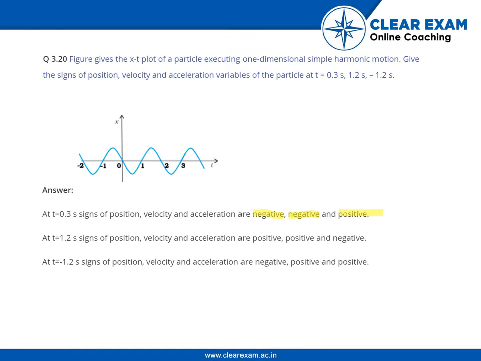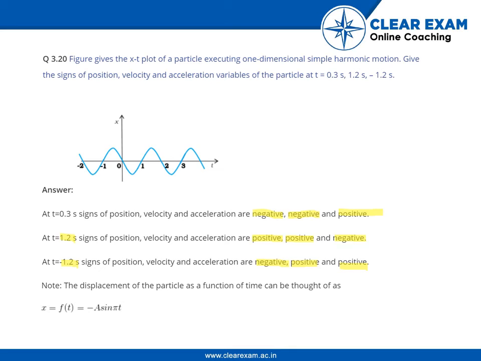At t equals 1.2 second, the sign of position is positive, the sign of velocity is positive, and the sign of acceleration is negative. At t equals minus 1.2 second, the sign of position is negative, velocity is positive, and acceleration is positive.